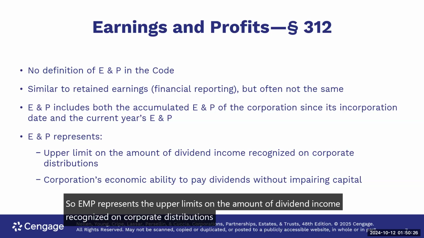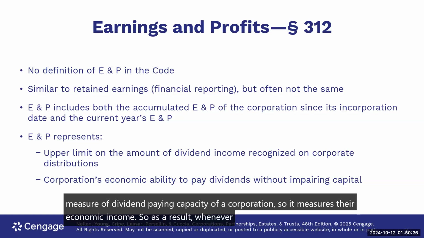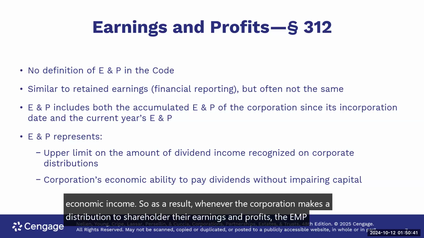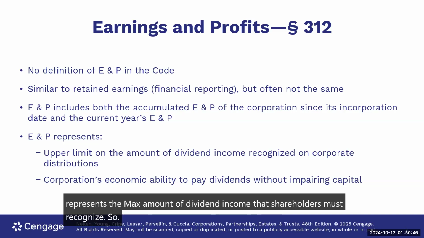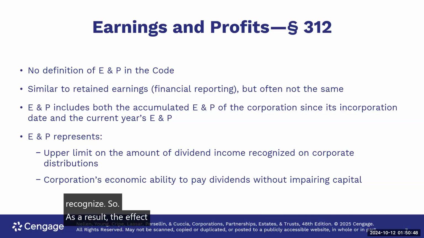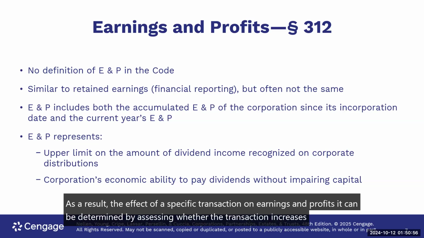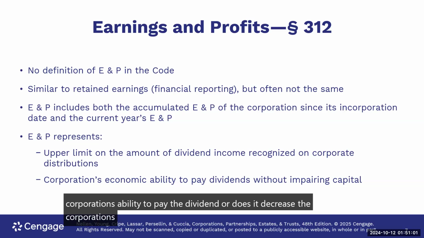E&P represents the upper limit on the amount of dividend income recognized on corporate distributions. Simply stated, E&P is a measure of the dividend paying capacity of a corporation, so it measures their economic income. As a result, whenever the corporation makes a distribution to shareholders, the earnings and profits represent the maximum amount of dividend income that shareholders must recognize. The effect of a specific transaction on earnings and profits can be determined by assessing whether the transaction increases the corporation's ability to pay a dividend, or decreases the corporation's ability to pay a dividend.